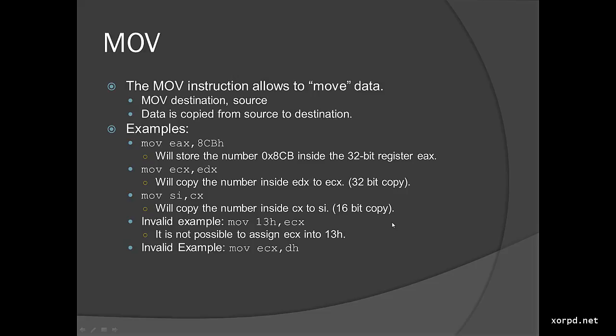Another invalid example, move ECX DH. What's the problem here? ECX is of size 32 bits, however DH is only of size 8 bits. The sizes don't match. There is no such instruction. The assembler won't be able to assemble this text into the right encoding, because there is no such encoding.